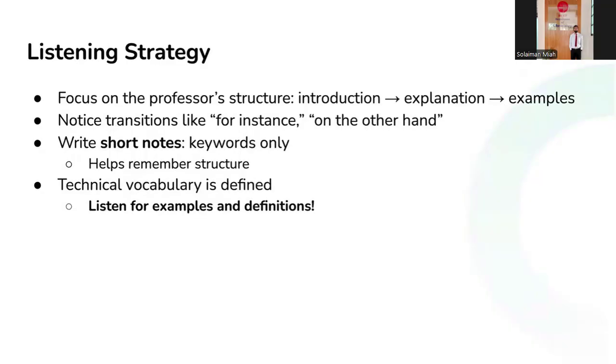In terms of strategy, because academic talks follow a predictable pattern, one of the best strategies is to listen for the structure the professor uses. Most talks begin with an introduction that sets up the topic, followed by an explanation or definition, and then one or more examples that make the idea more concrete. Pay close attention to transitions like, for instance, on the other hand, or another example, because they signal shifts in the professor's focus. It also helps to take short notes, just a few keywords in order, so you don't lose the big picture. Technical vocabulary shouldn't worry you because the professor usually defines them right away.